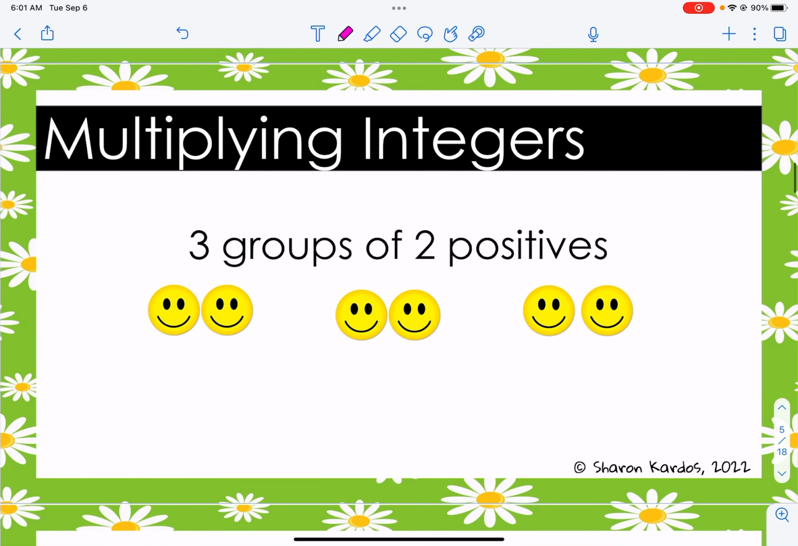Or I could think of it like I have my positive counters, the yellow ones. If I have 3 groups, and in each group I have 2 little positive smiley faces there, I wind up with positive 6 positives.